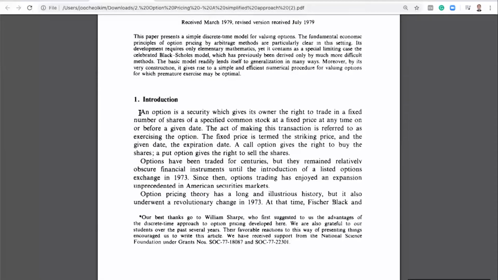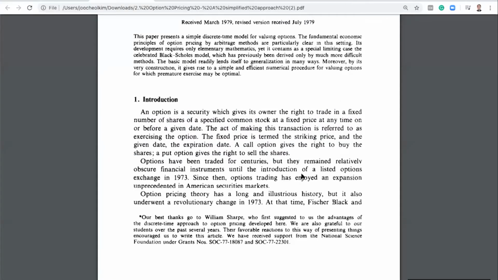So the first paragraph of this introduction is just an explanation of what an option is. An option is a security which gives its owner the right to trade in a fixed number of shares of a specified common stock at a fixed price at any time on or before a given date.